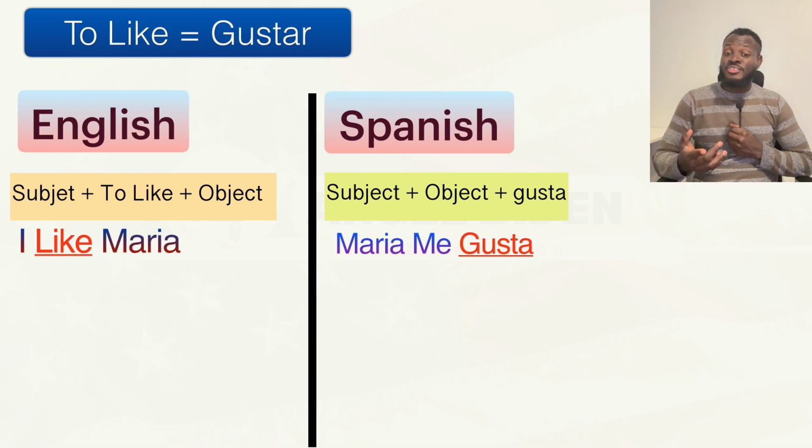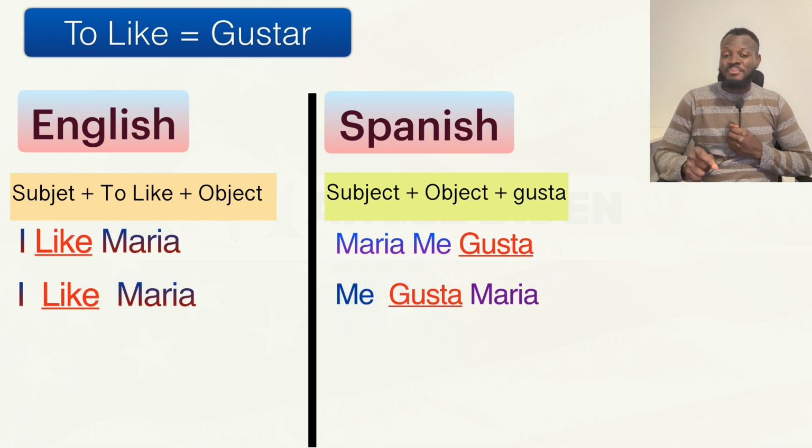Now you can change Maria's position. If Maria is in the beginning, you can put Maria at the end. Okay? You can put Maria at the end without any issue. But don't replace it. Don't throw it away. You're not allowed to do that in Spanish. I like Maria. Me gusta Maria.